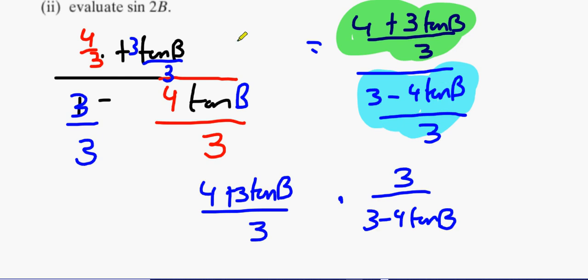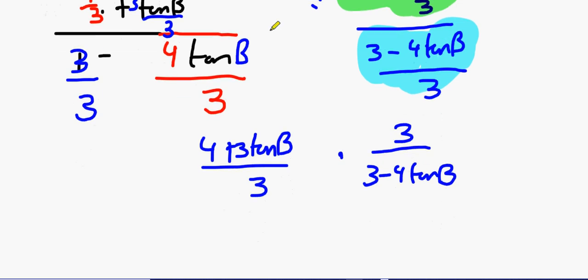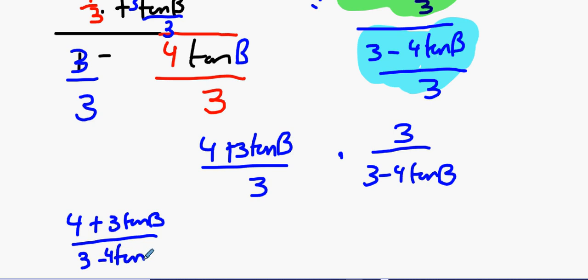Okay, what cancels, Joe? 3. And what are you left with? 4 plus 3 tan B over 3 minus 4 tan B. Joe, can I cancel the tan B's? Yay or nay? Nay. Yay. But you're not sure though, right? You're not sure if you can do it or not.